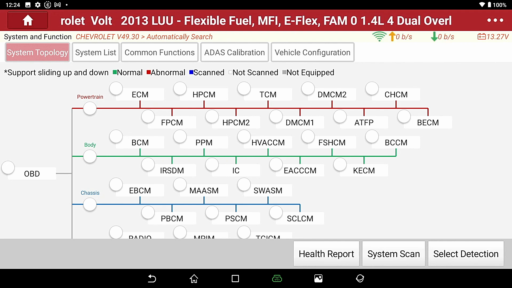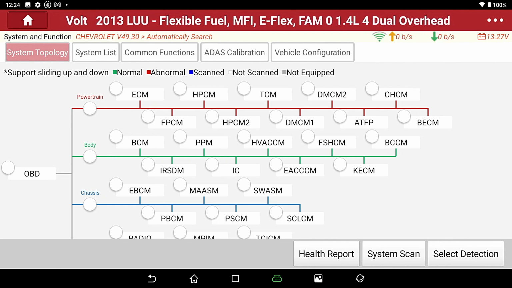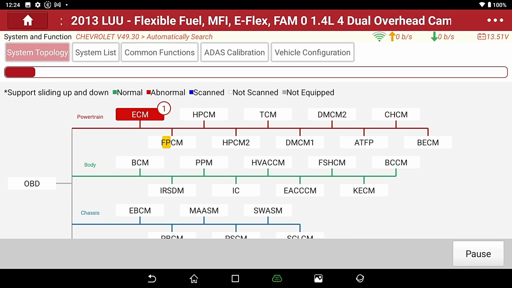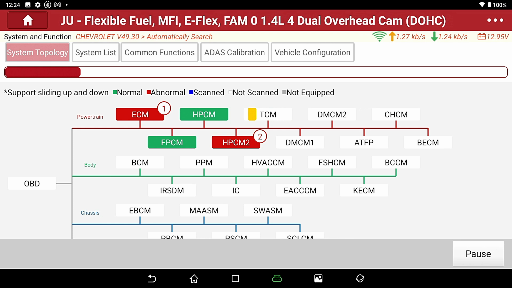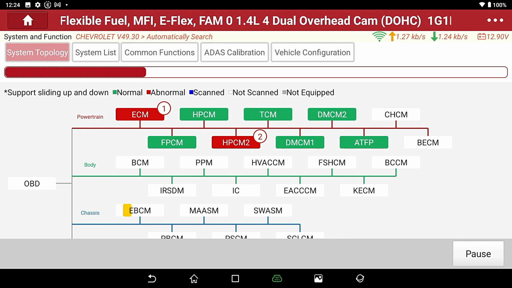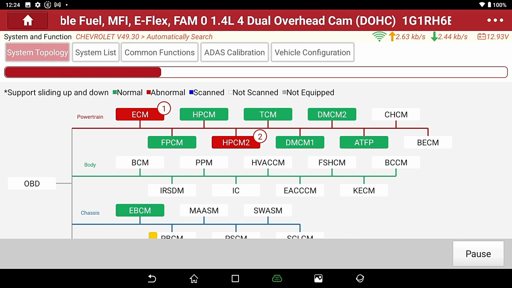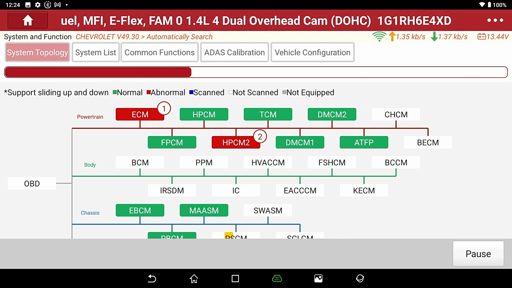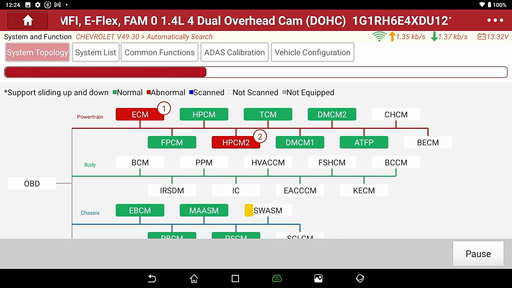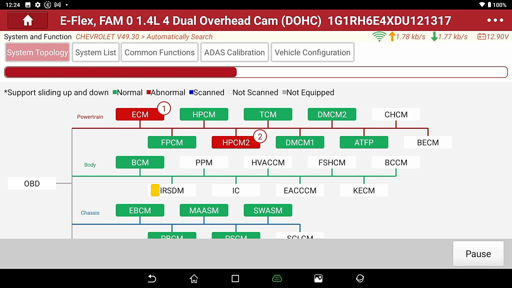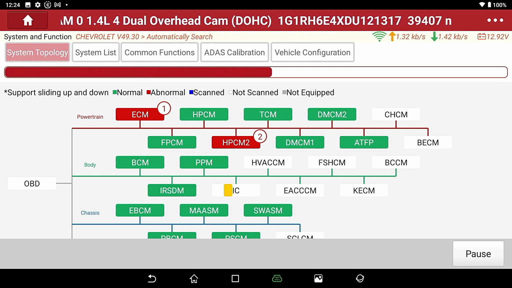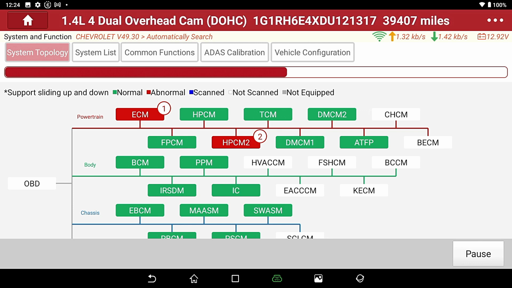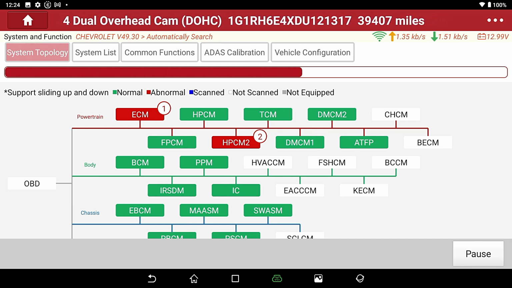This is great. I'm going to do a health report. It has topography. So right there, there is a problem. There are two problems. So this is something on the bus. And then we're on a 2013 Chevy Volt. This is an extended range type of vehicle. It has a gas engine, and obviously it has electric motors.